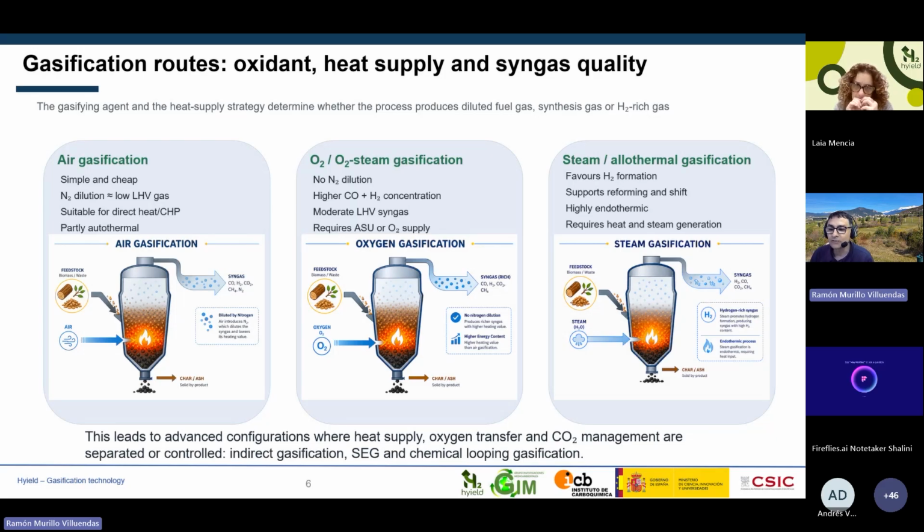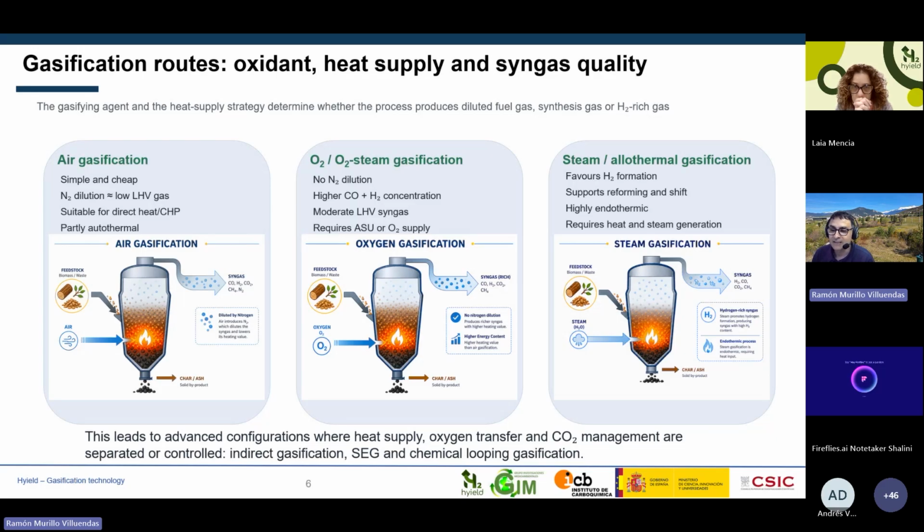Steam can also be introduced as a gasifying agent. Steam promotes char gasification, reforming reactions, and the water-gas shift reaction, favoring hydrogen production and increasing the hydrogen to CO ratio. However, steam gasification is highly endothermic, so the reactor requires an efficient heat supply.